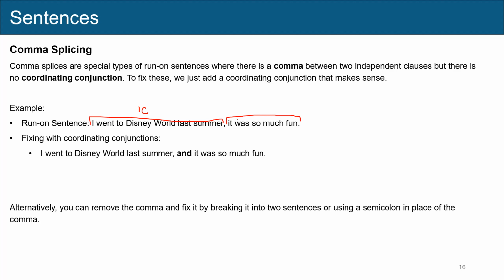These are two things that, again, could be sentences on their own. Two independent clauses, and I put a comma between them, but a comma is not enough. So either I need to change it to a semicolon, or I need to put in one of those fanboy words to make sure that the sentence is grammatically correct.